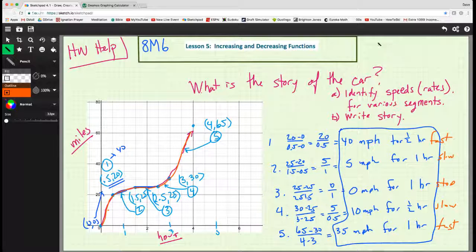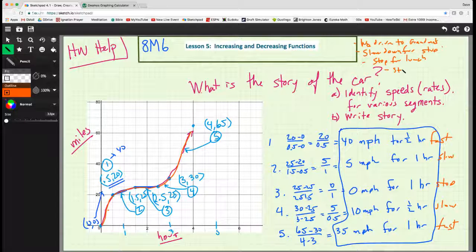So the story is we drive to Grandma's. This is my story. We drive to Grandma's. We slow down for a stop. We stop for lunch.